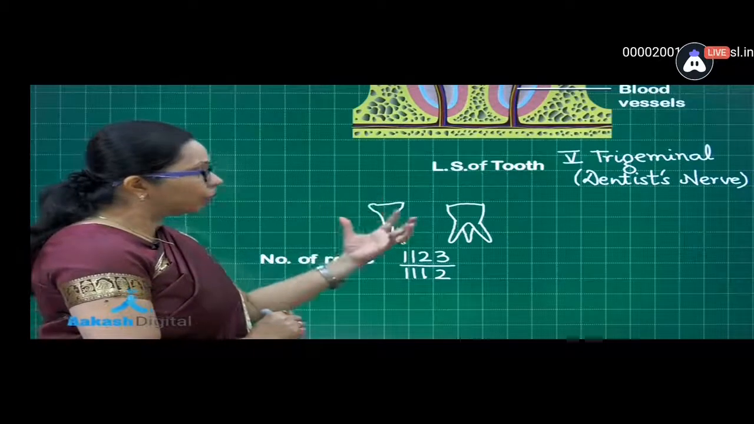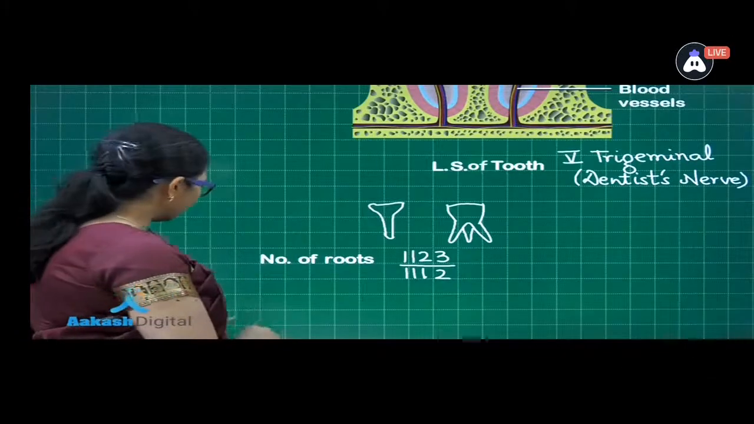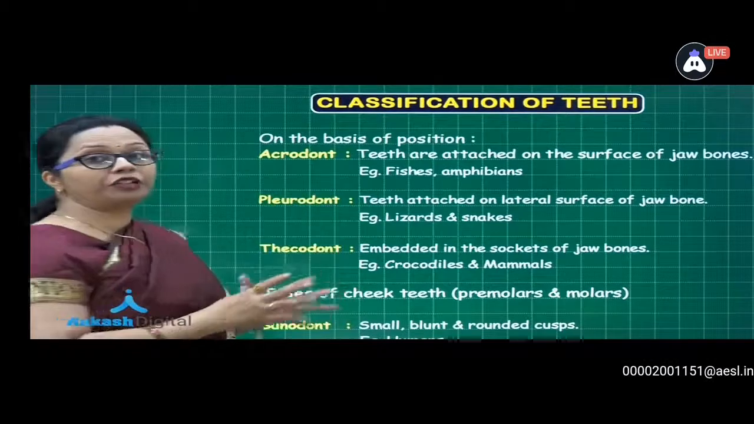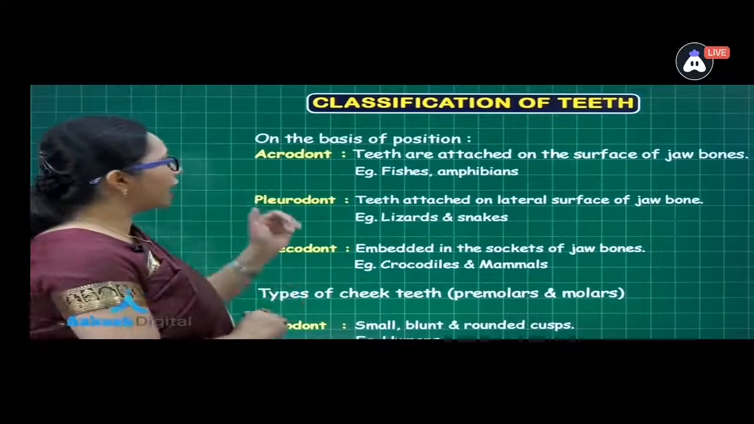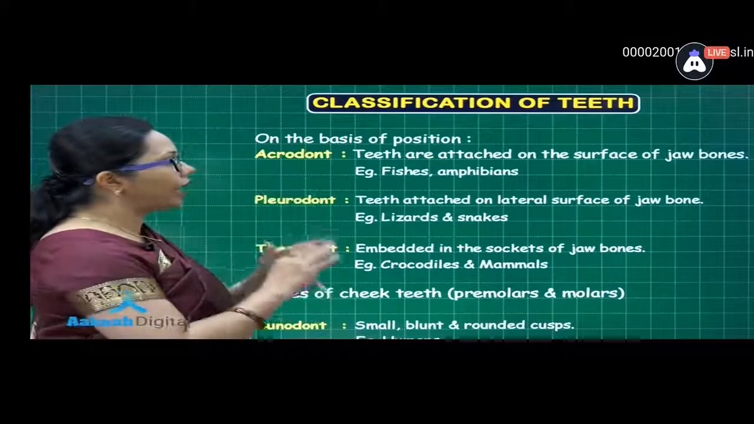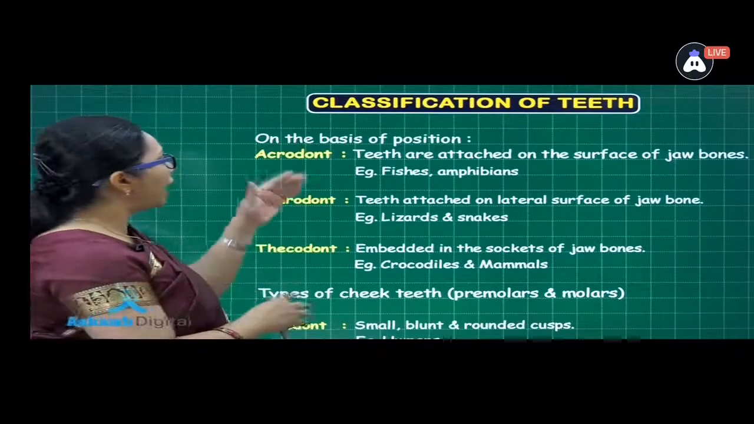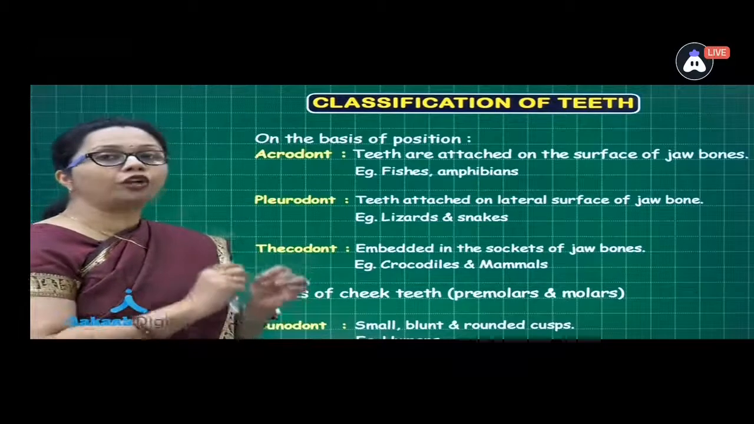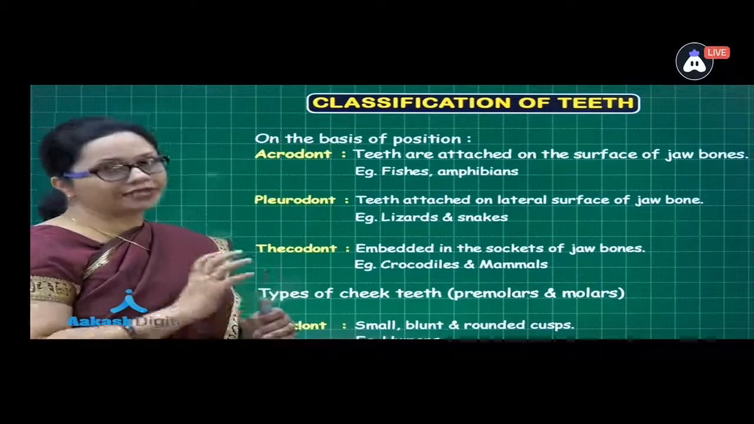Now teeth are present in other organisms as well, so we can have a brief classification of the teeth. Here we have one classification on the basis of position, that is, how the teeth are attached to the jawbone, and in this we have acrodont. Acro means on the tip, and the teeth are attached just on the surface of the jawbone. There is no root embedded inside the jawbone, and such teeth are found in fishes and amphibians. These teeth are not meant for chewing, but rather to hold the prey and prevent it from escaping.